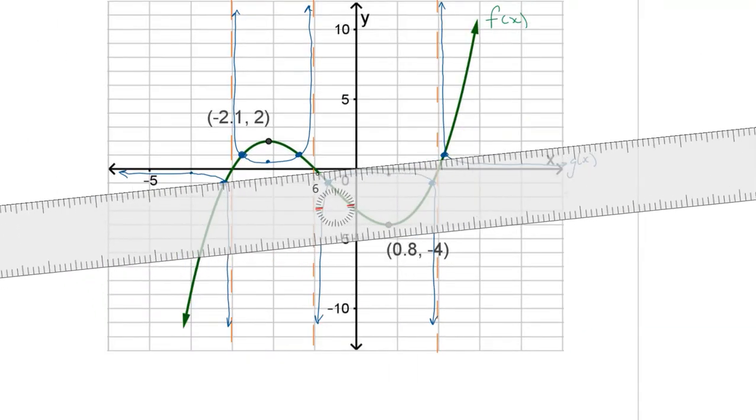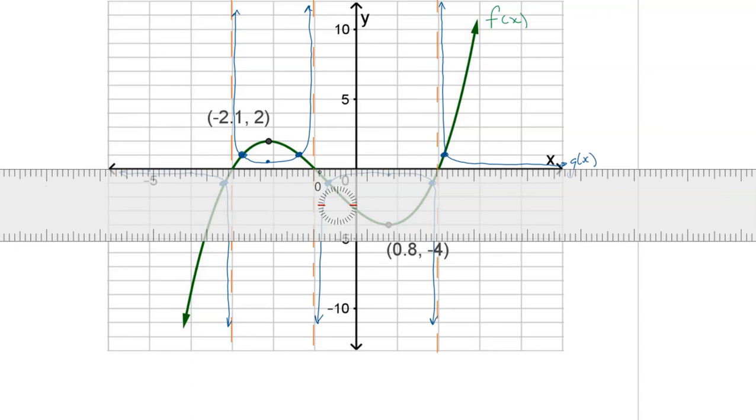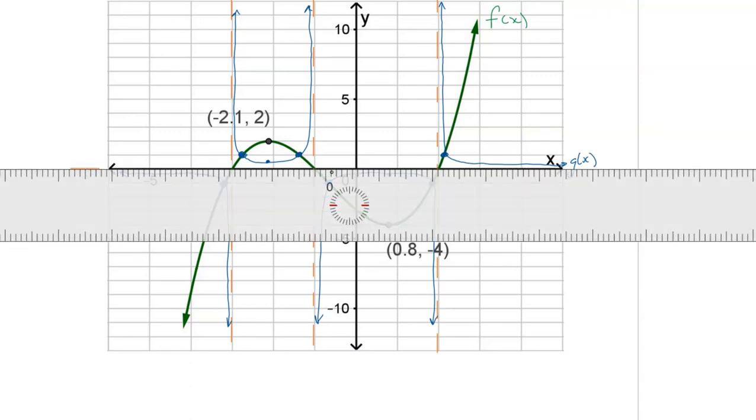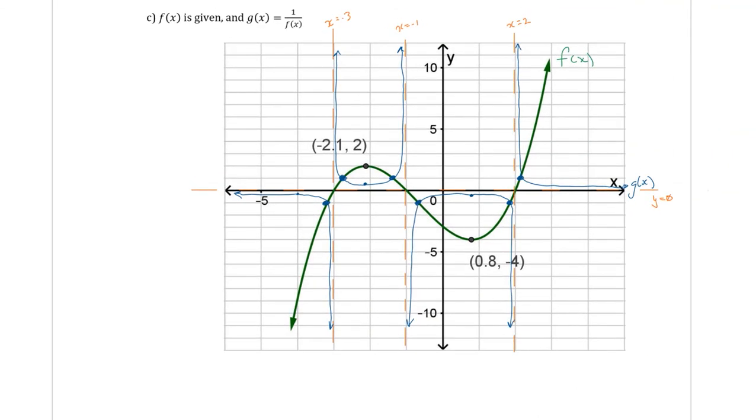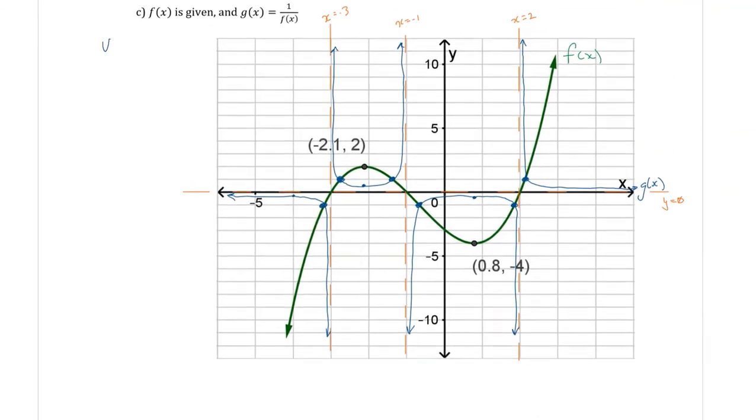Okay, and I haven't done my horizontal asymptote, so I'm going to add it in. Okay, now we do the properties. I'll let you do the asymptotes yourself because they're pretty easy. I want to get to the domain and range and the intervals of increase and decrease.